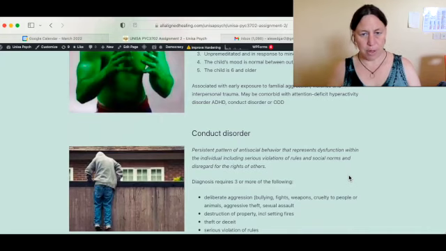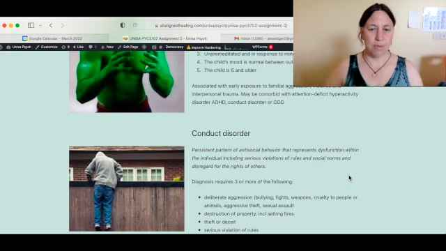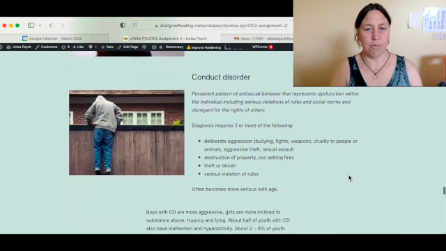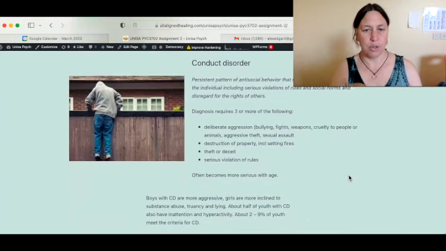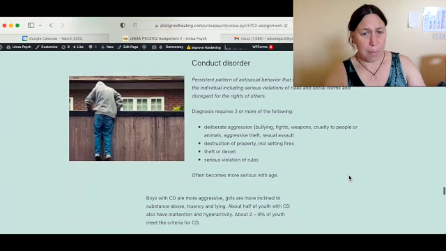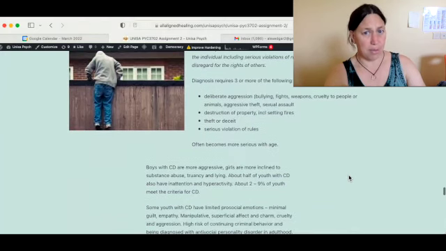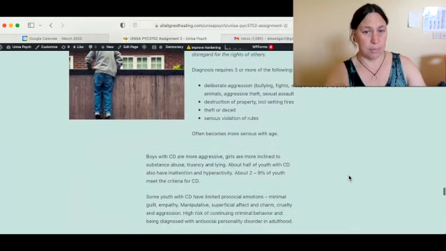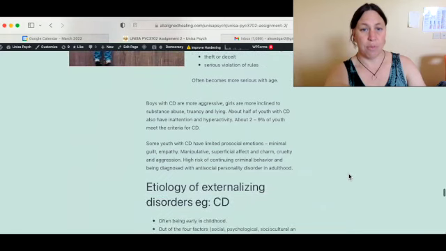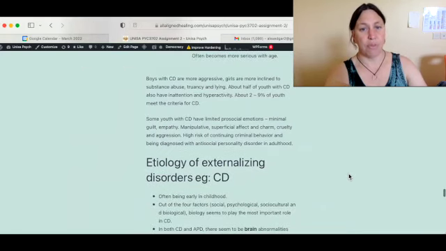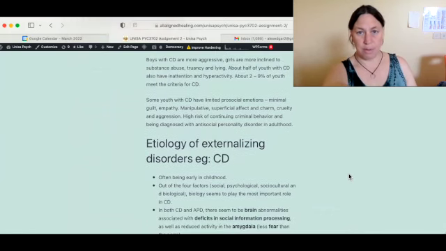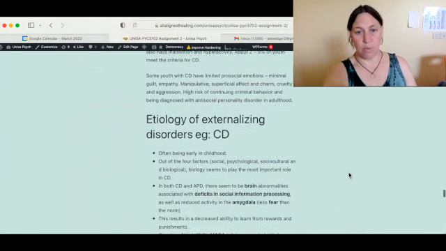So there's deliberate aggression, including sexual assault, destruction of property, which may include setting fires, theft or deceit, serious violation of rules, often becoming more serious with age. Okay, up to nearly 10% meet the criteria of conduct disorder. Limited pro-social emotions. High risk of continuing criminal behavior and being diagnosed with antisocial personality disorder in adults. So intervention is very important.